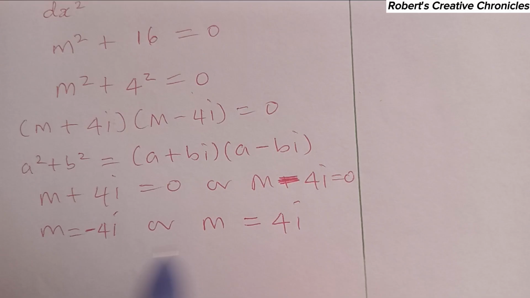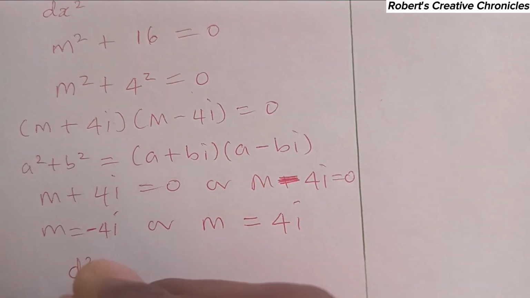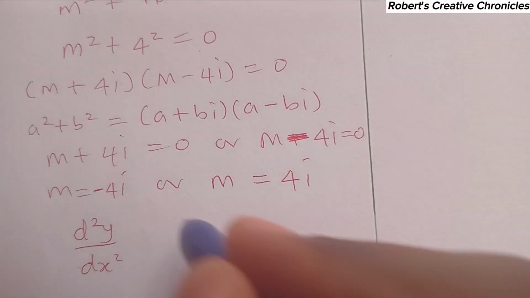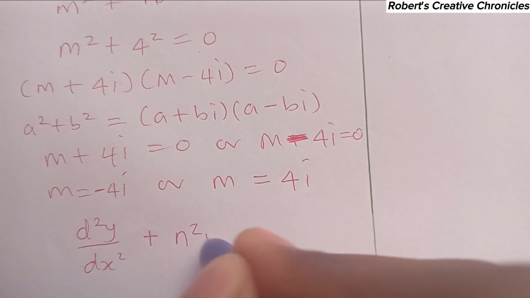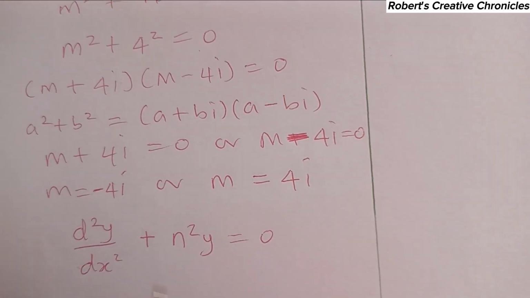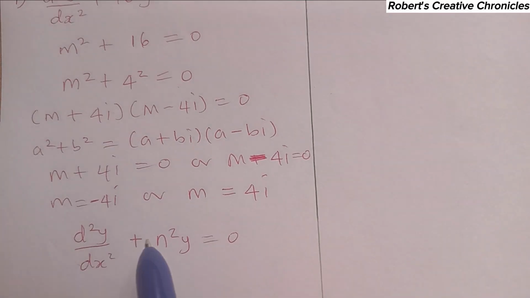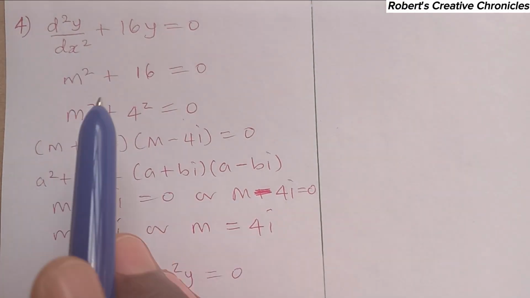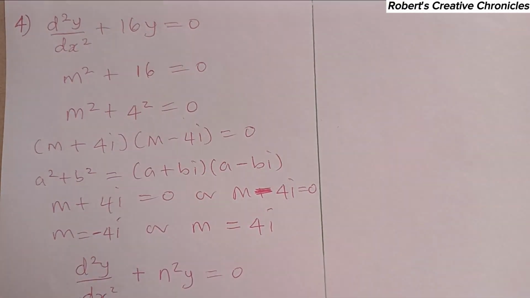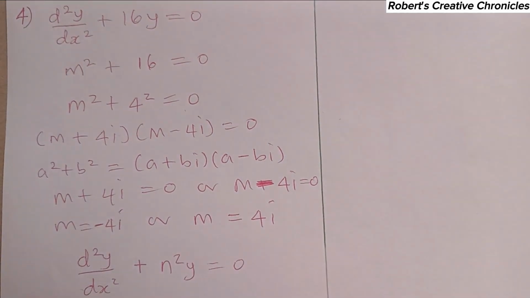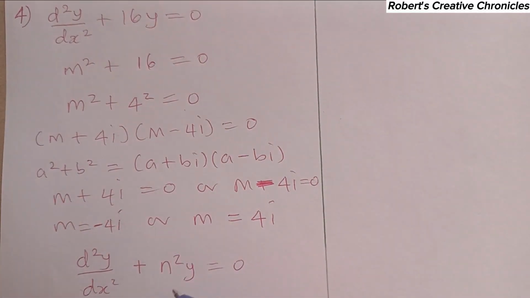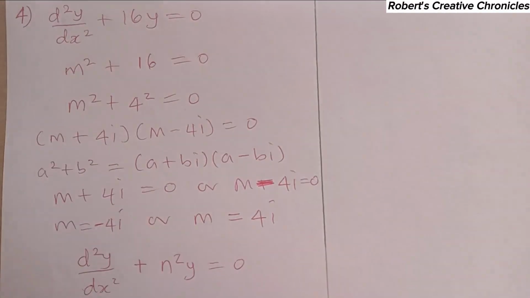So these are the two auxiliary roots. Now you know that this equation is of this form: d squared y over dx squared plus n squared y is equal to 0, where you know that n will be 4. So this equation, d squared y over dx squared plus 16 y, if you want to express it in this form, it will be plus 4 squared y. So this equation is in the form of this equation.